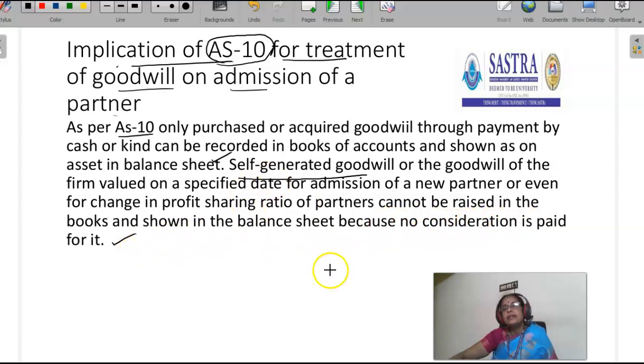If the new partner doesn't bring cash for goodwill or fails to pay the goodwill amount, then it should not be shown as an asset in the balance sheet according to AS 10. So the rule of AS 10 is that only purchased or acquired goodwill through payment by cash or kind can be recorded in books of accounts.